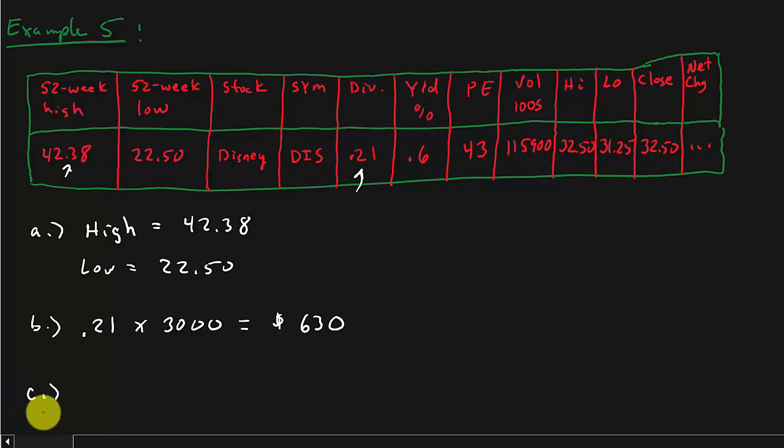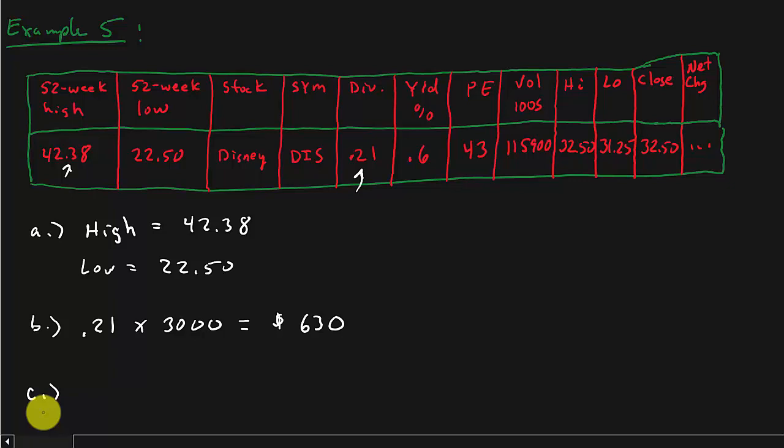All right. So for part C, what is the annual return for dividends alone? How does this compare to a bank account offering a 3.5% interest rate?